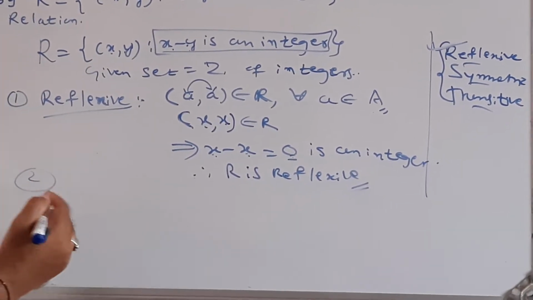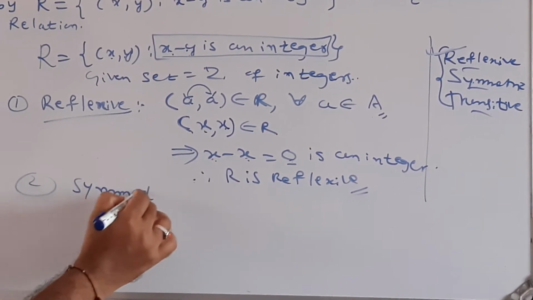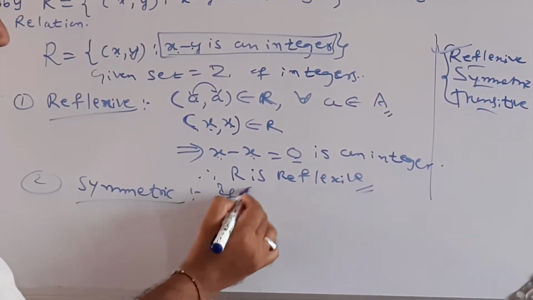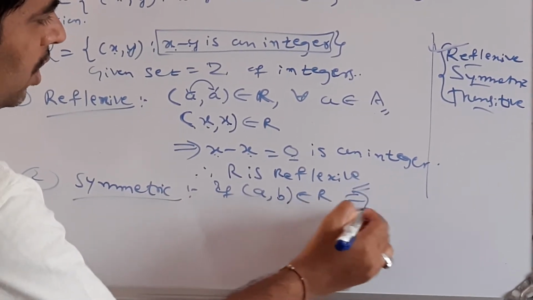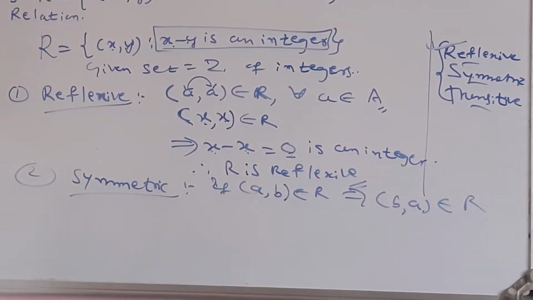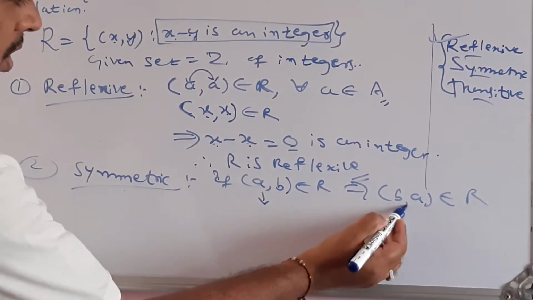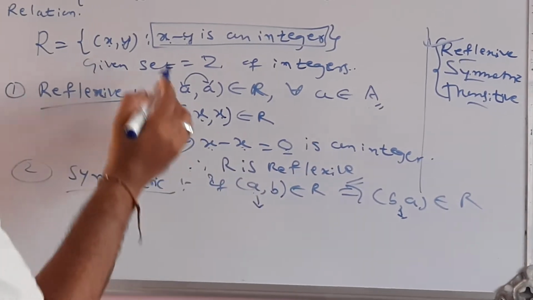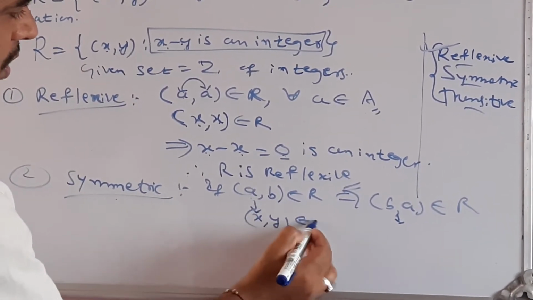Let us go to the second property, symmetric. What is the symmetric property? Symmetric property means if AB belongs to R, this would imply BA belongs to R. If this holds good, then we can say that the symmetric property holds good. Let us substitute this here. AB belongs to R. Instead of AB we can use x and y. So I can write xy belongs to R.